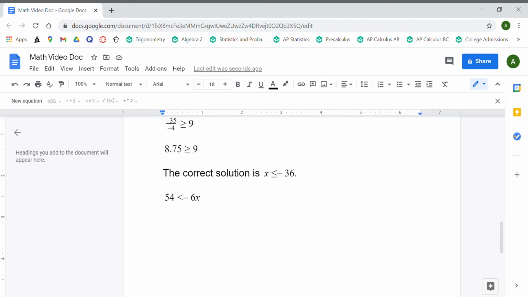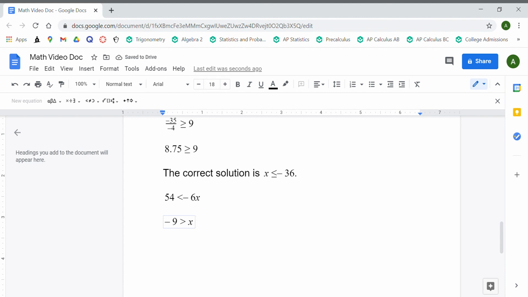Okay, so you have 54 is less than negative 6x. However, we divide each side by negative 6, and you should have negative, what is 54 divided by 6? Is it 9? Yeah, that's 9. Alright, now we flip the sign. Alright, there's your solution set.